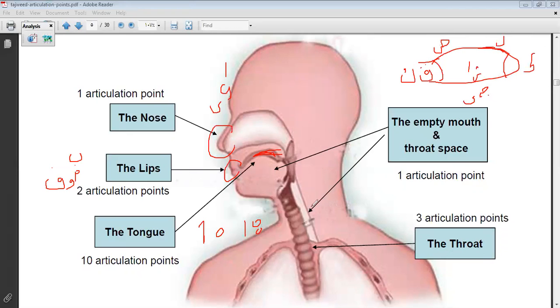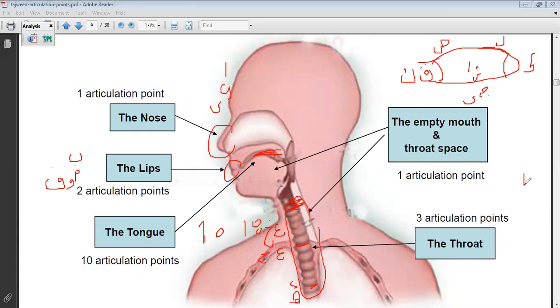There are also 3 articulation points in the throat with 6 letters. Hamza, ain, ghain, kha from the closest part, from the middle. We said ain and ha. From the deepest part, we push hamza and ha.